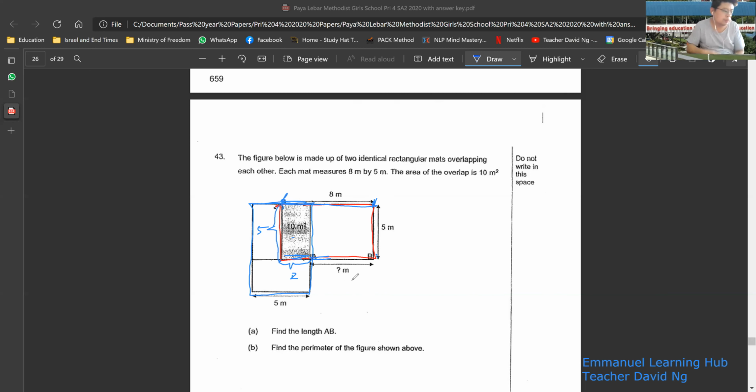You understand my question? Logical deduction. You see, your 8 is from here to here, and from here to here is 2. So here to here is how many? Your AB is how many?